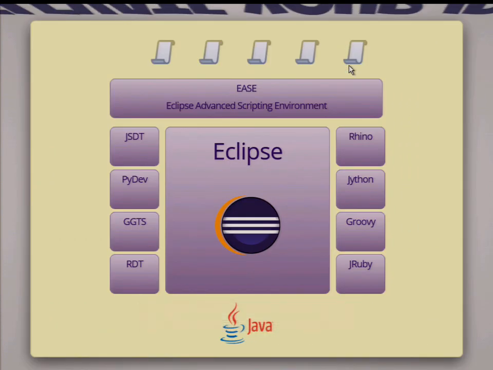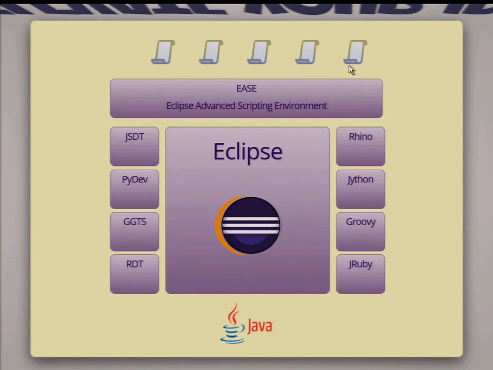So the EASE Eclipse scripting project is some kind of bridge between existing Eclipse projects that give you editor support and language support for different script languages, and existing interpreters for script languages. For example, if we look at JavaScript, we have the JSDT tooling that allows you to write JavaScript code in your IDE. And on the other hand, there are script engines like Rhino or Nashorn, which can run JavaScript code directly. EASE is some kind of bridge in between.